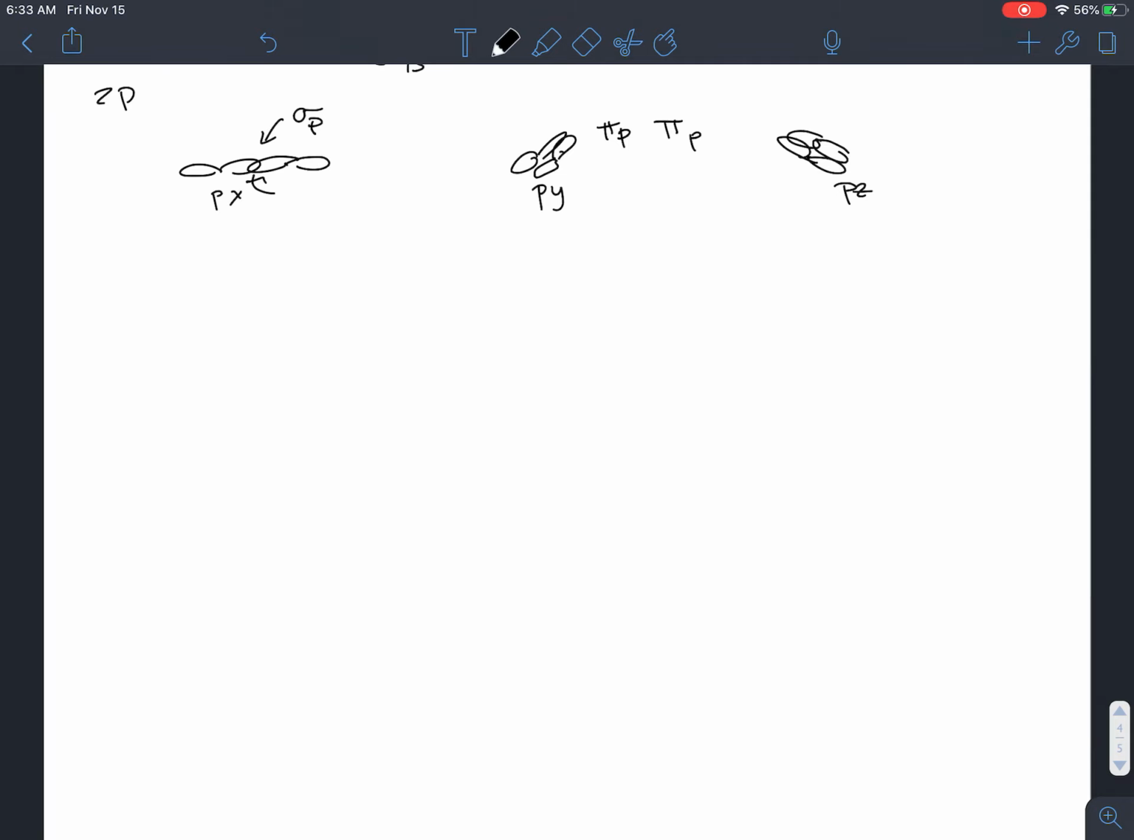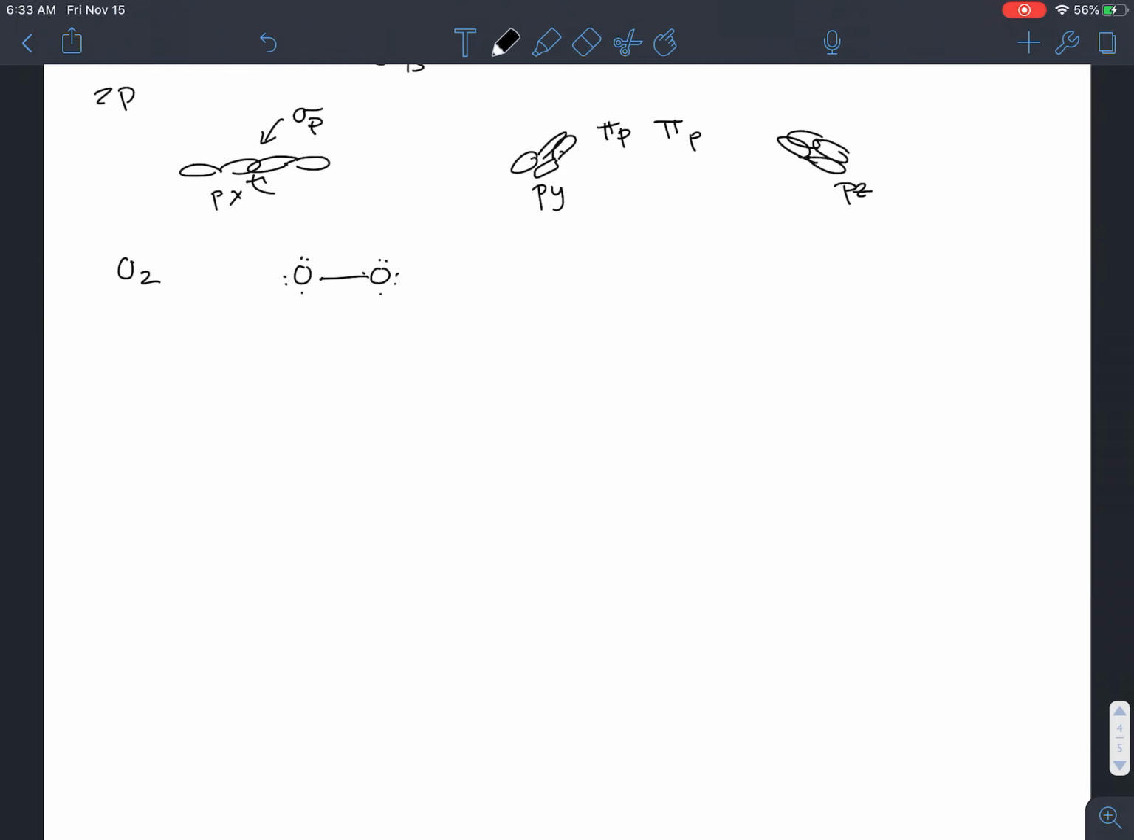Now, sigma, because of that direct head-on collision, is actually usually lower in energy than pi. However, the way that we distribute the pi orbitals is a little bit different for certain molecules because of something called sp orbital mixing. Now, before I get a little bit more into that, let's look at the first generic way of writing the molecular orbital diagram. So let's look at oxygen, O2.